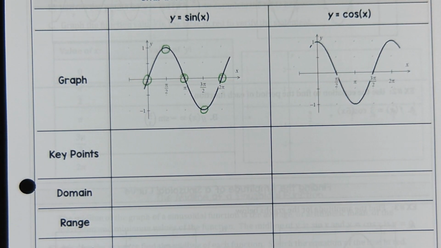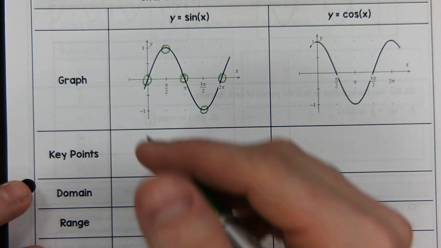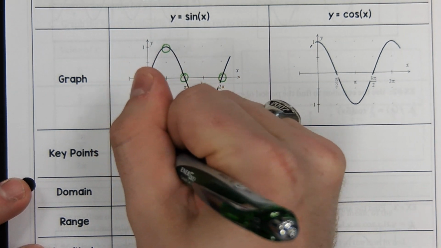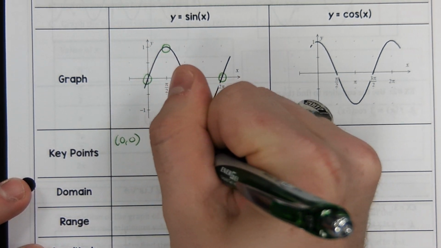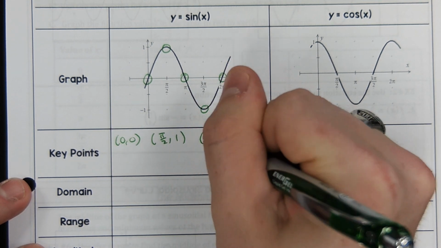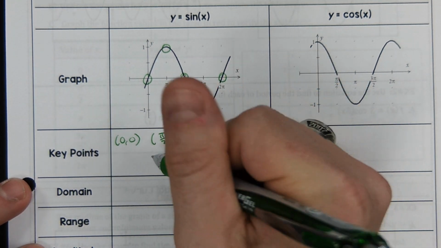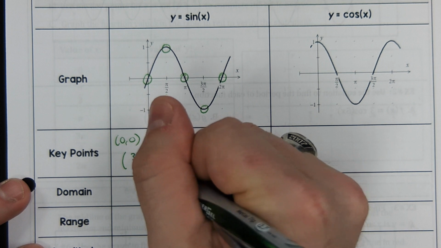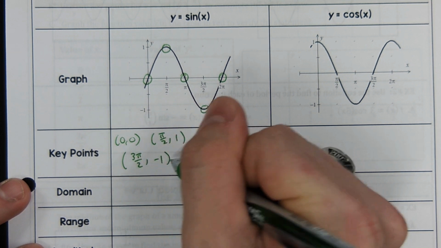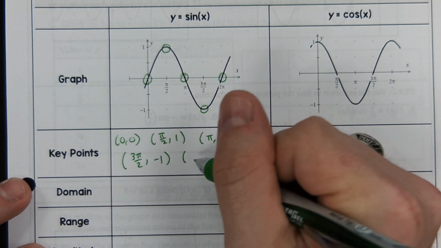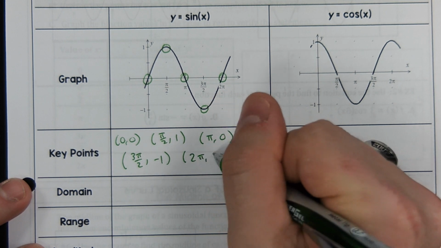So in order for me to write down these key points, I would literally need to read right off of this picture. So I would draw myself a picture and then read these coordinates. They are 0, 0, then pi over 2 comma 1, then pi, 0. The fourth one would be 3 pi over 2 comma negative 1. And lastly, back to the midline, so 2 pi comma 0.